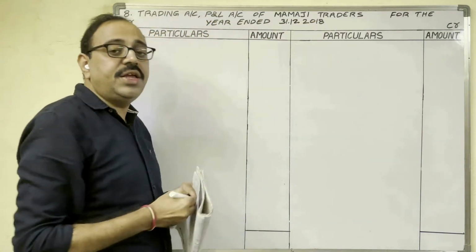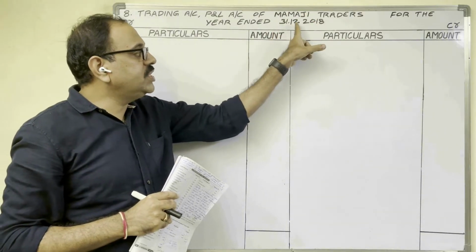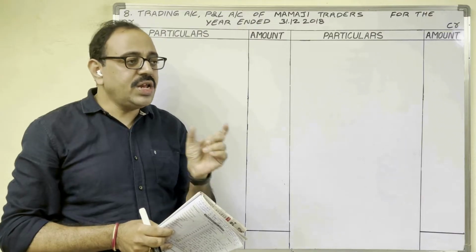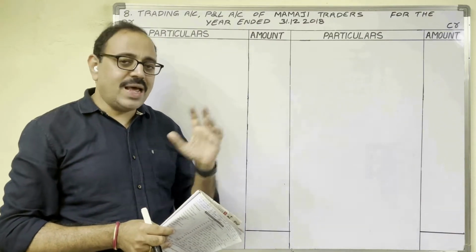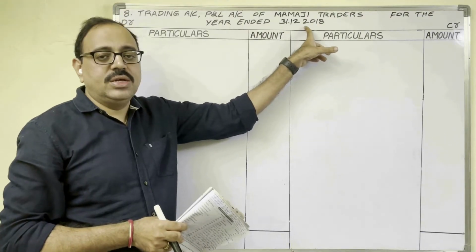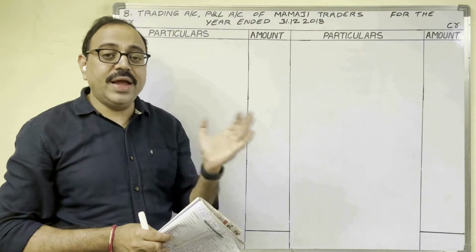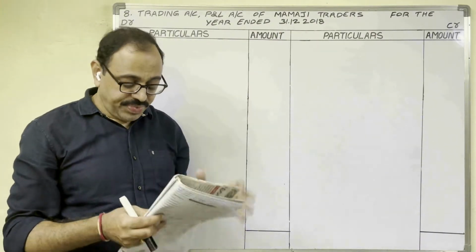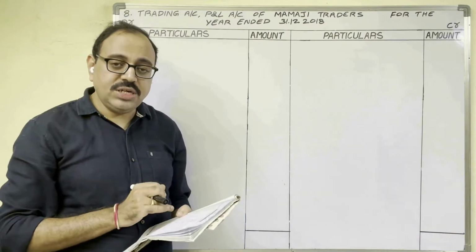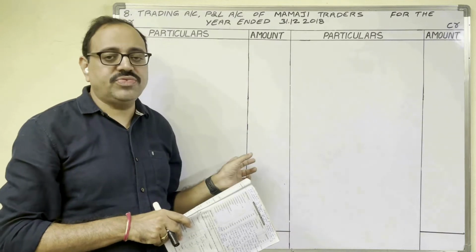Means current year is 1st January 2018 to 31st December 2018. Means 2018 is our current year. They are following calendar year because the last date of the year is 31st December. In calendar year, the year starts from 1st January and ends with 31st December. On that day, trial balance is given in the question with some adjustments. We have to prepare final accounts for this.